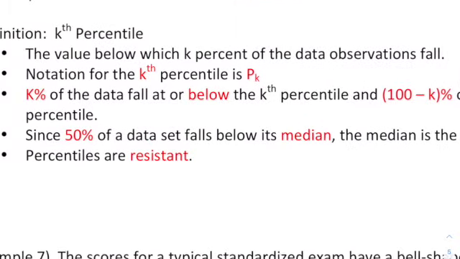And percentiles are resistant. That means they don't change a lot, because that's almost like the median. The median, the 50th percentile, is still the 50th data point. It doesn't matter what the number is. It's just the 50th position. So the number can change, but the position does not change.